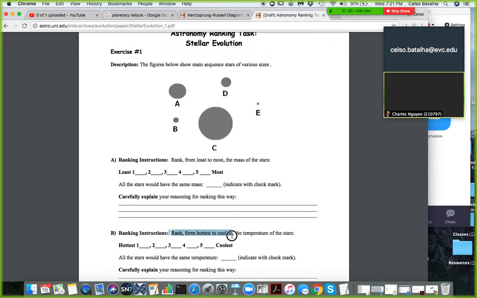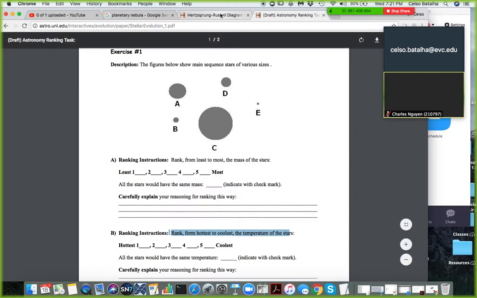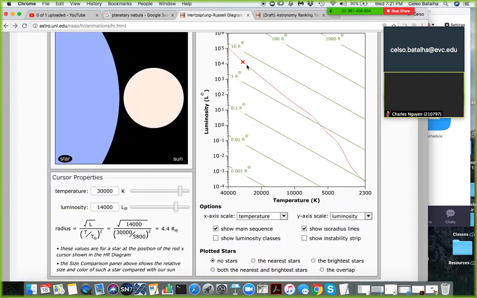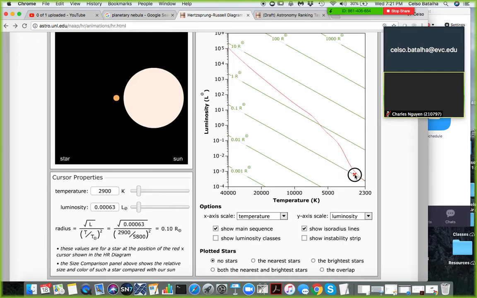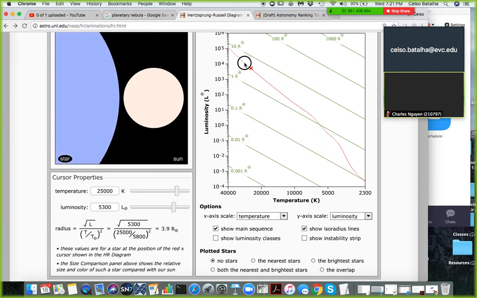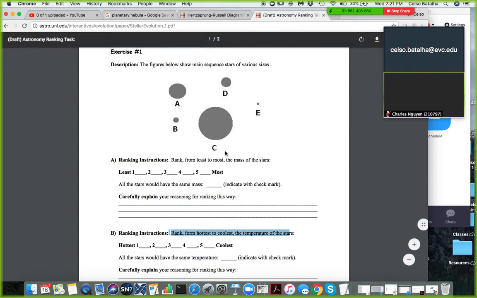How about from the hottest to the coolest? Again, to answer this question, if we remember in the HR diagram, the hottest ones are up here in the main sequence. Those are the hottest ones. And here's the coolest one. So we go by size as well. So C is the hottest one, right? And then you go A, D, B, E.